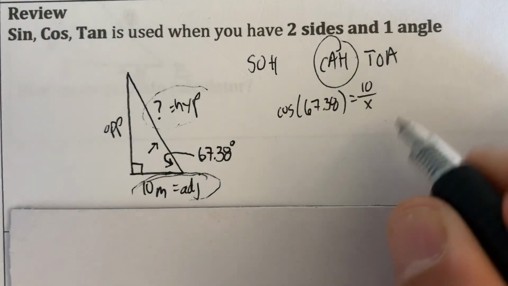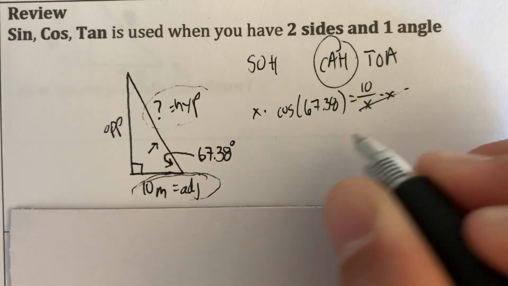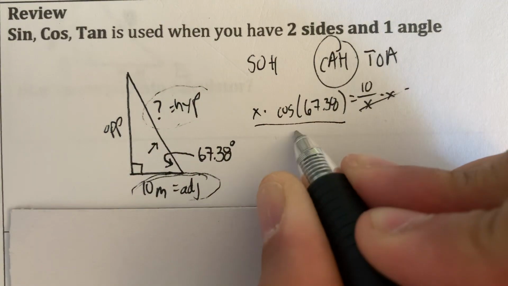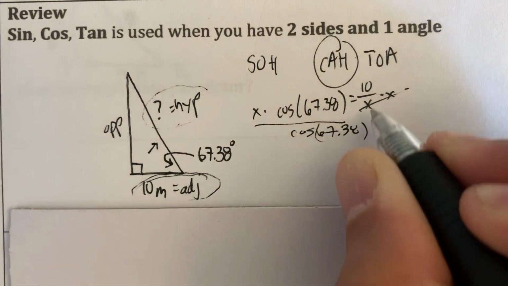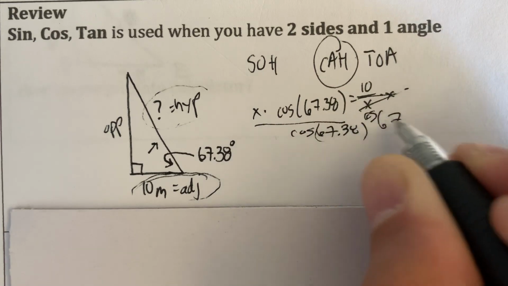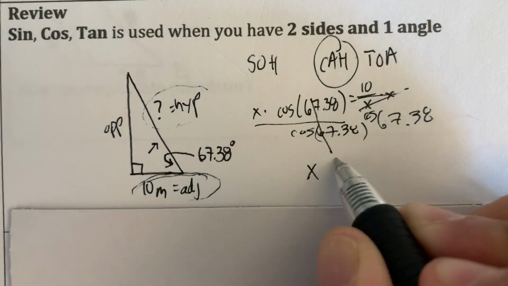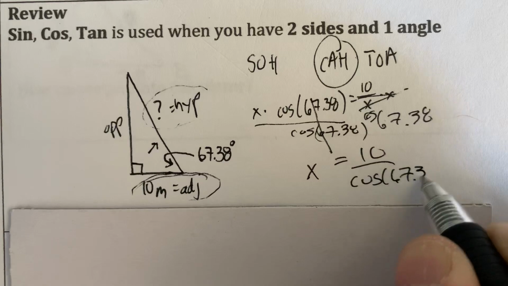And now we solve for that x, and so we multiply both sides by x. I'll go through this fairly quickly. These go away, so we get x times cosine of this equals 10, and now we divide both sides by the cosine of 67.38. Divide the 10 by the cosine, sorry, I'm awkward, of 67.38. These go away, and we get 10 over the cosine of 67.38.